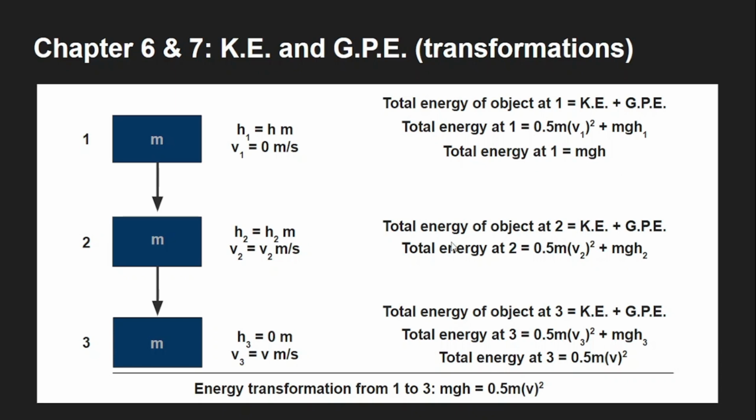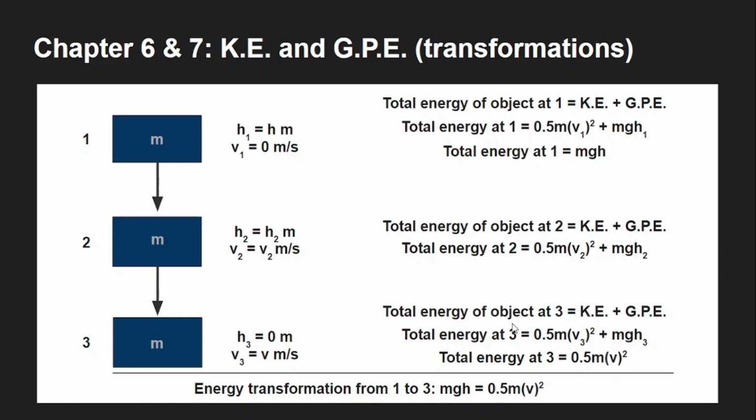If we look at 2, the total energy of the object at 2 is going to be essentially the kinetic energy and the gravitational potential energy again. Sometimes I use the term potential energy, but I just use it interchangeably with gravitational potential energy. I don't mean elastic potential energy or any of the other forms of potential energy. I'm just talking about gravitational potential energy in the scenario. So again, if we substitute the values for height and for velocity in this situation, we have a total energy at 2 of half m v2 squared plus mg h2.